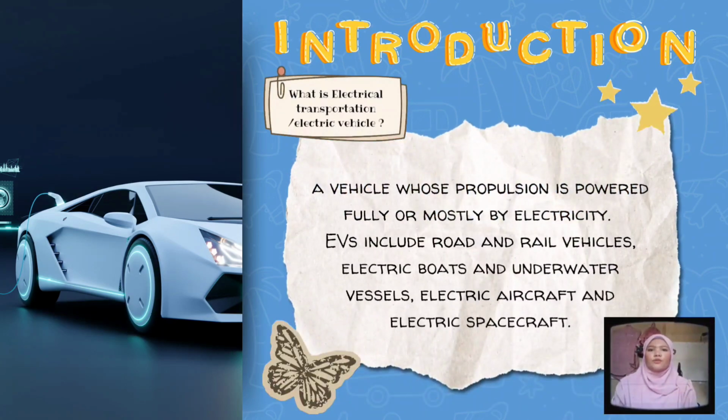So, let's move on to the first slide. This is the meaning of electrical transportation, or what we call electric vehicle. What is electrical transportation or electric vehicle? A vehicle whose propulsion is powered wholly or mostly by electricity. These include road and rail vehicles, electric boats and underwater vessels, electric aircraft and electric spacecraft.